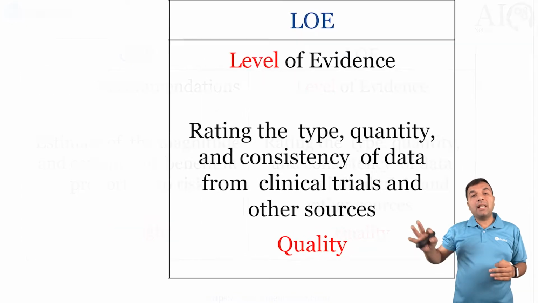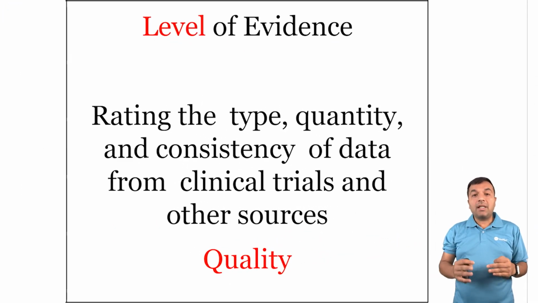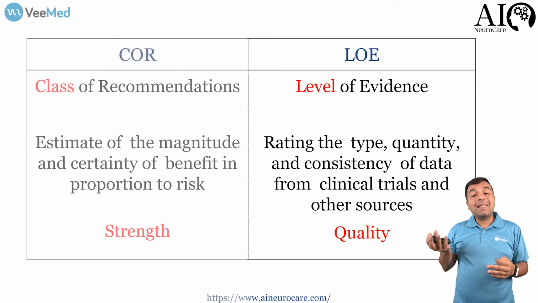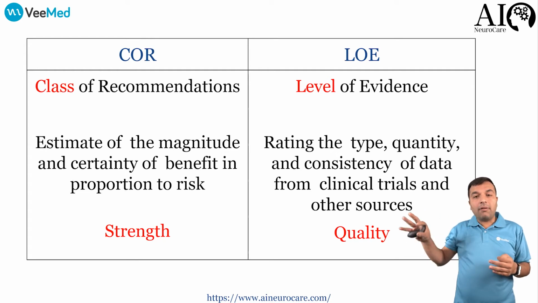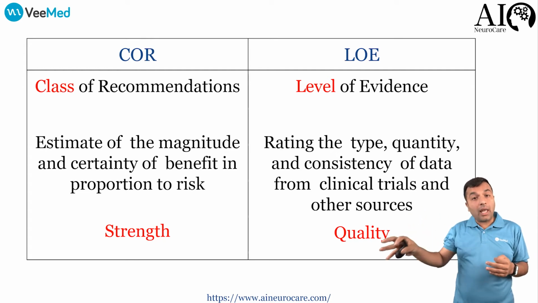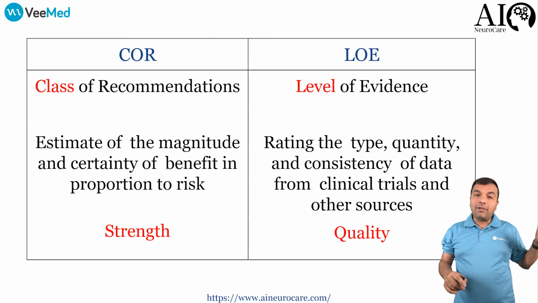And then separately is the level of evidence. The level of evidence looks at the clinical studies, RCTs, case control studies, whatever we have, and asks what is the strength and the quality of that study. So with the level of evidence, you're looking at actual evidence, and with the class of recommendation, the authors are deciding how important that recommendation is.